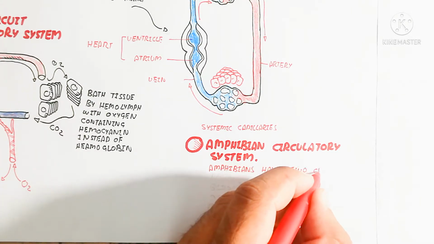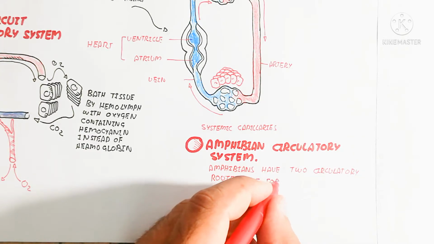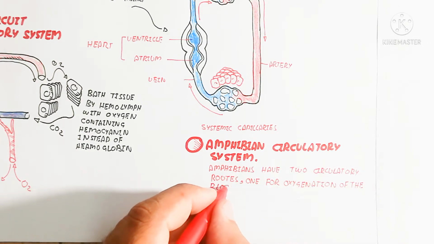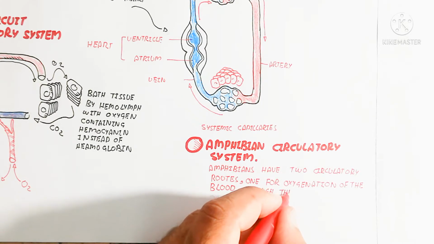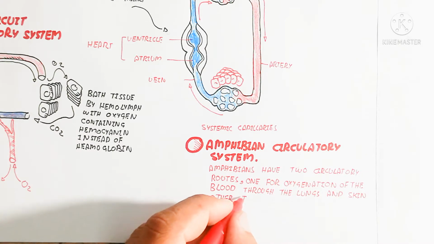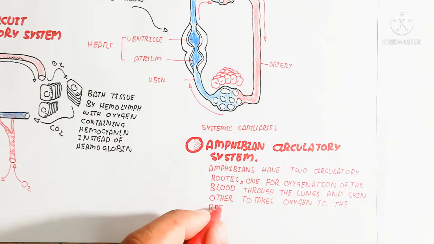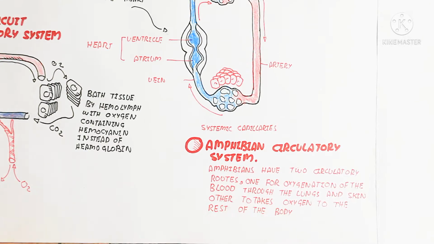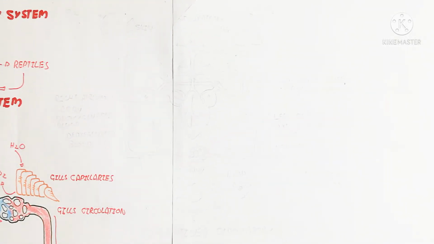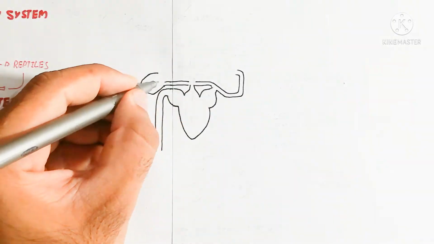Amphibians have two circulatory routes, one for oxygenation of the blood through the lungs and the skin, the other to take oxygen to the rest of the body. So one important characteristic is that the skin is also used for the circulatory system. So let's understand the lungs and skin, which are used to trap the oxygen. This is more adaptive as compared to the fish.